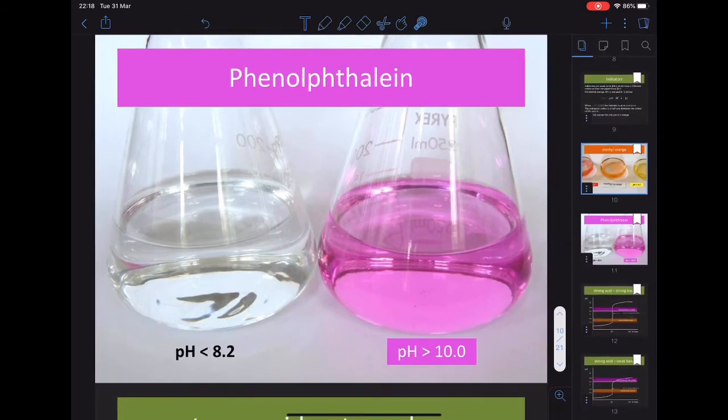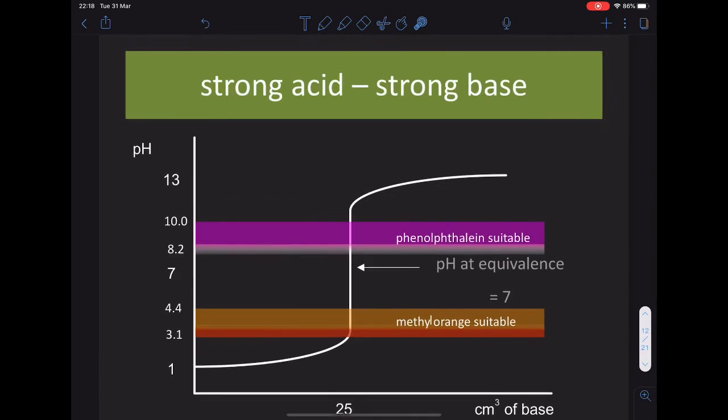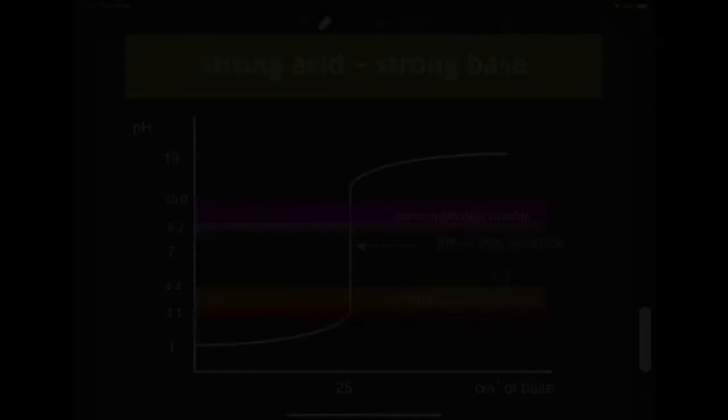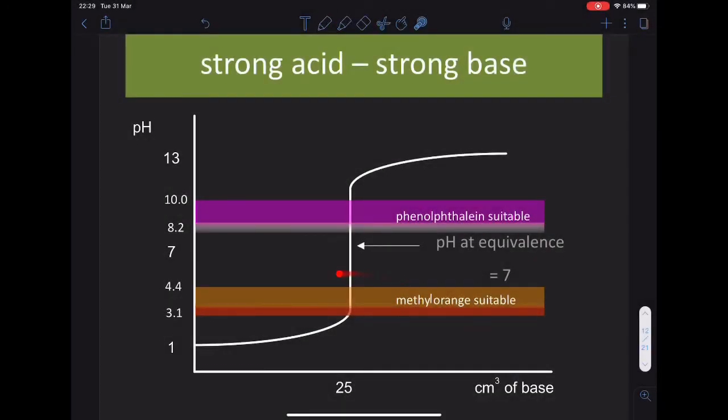So now we're going to look at some pH curves and see how we can use these pH curves to choose a suitable indicator for different situations. So here we've got the pH curve for a strong acid and a strong base, and I overlaid on top of it the pH range of these two indicators we looked at earlier. I'm going to show you first that methyl orange is a suitable indicator for this titration.